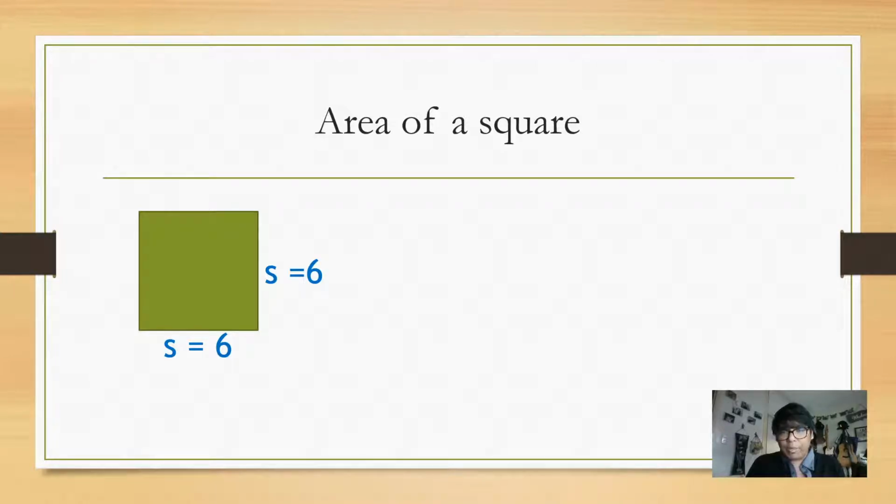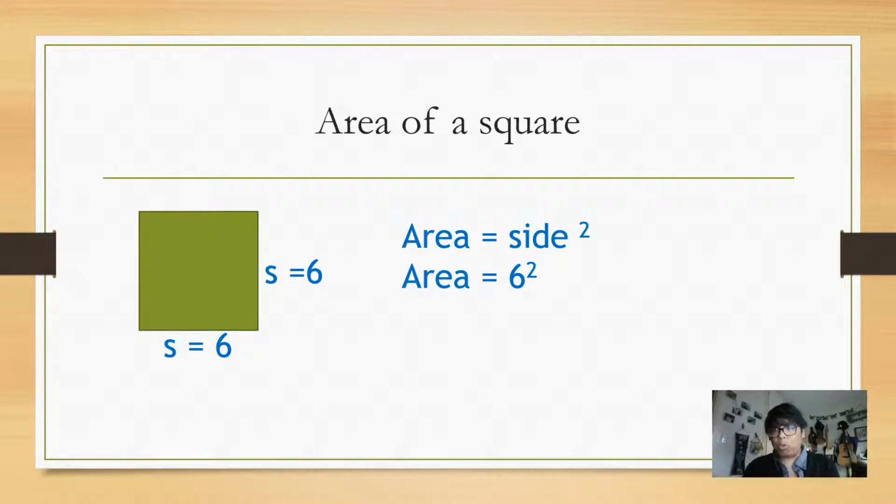So if you have a square and the two sides are 6, then we're going to apply that same formula, area equals side squared. And instead of a side, we're going to write a 6 because the side is 6. 6 squared is, of course, 36. And that really quick gets you to area equals 36 really fast.